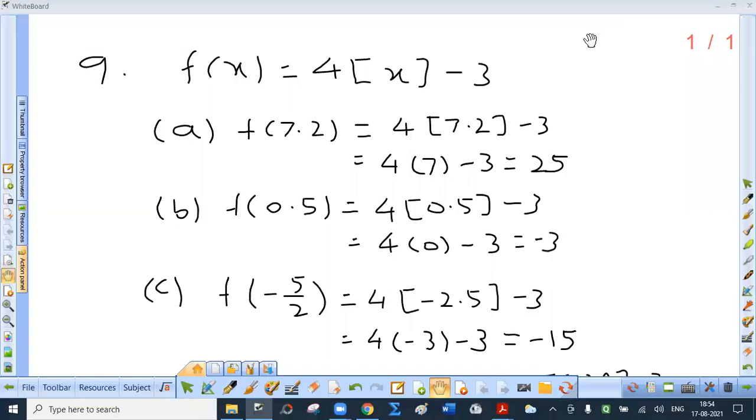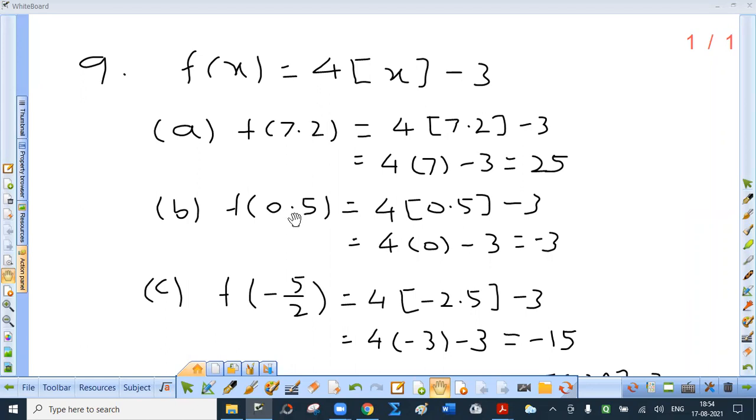Sum number 9. If f of x equals 4 times the greatest integer not greater than x, or 4 step x, minus 3, find f of 7.2. This is not at all difficult. I already explained how to get the step value. Consider the number immediately to the left, and it should be an integer. So for 7.2, it is 7. So the step value of 7.2 is 7. 7 into 4, 28, minus 3, that is 25.